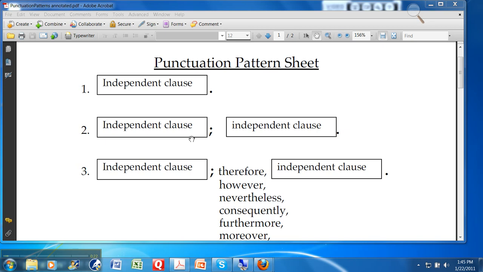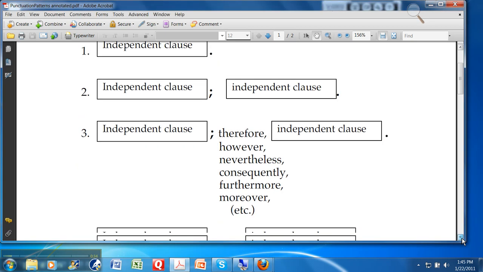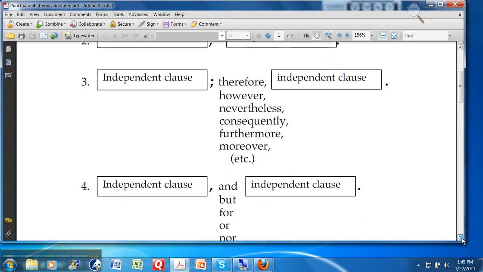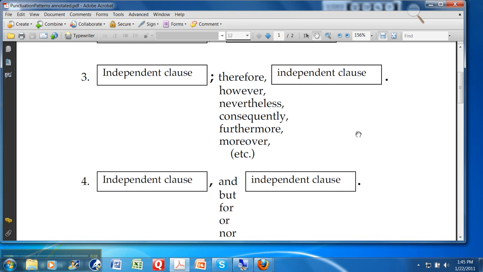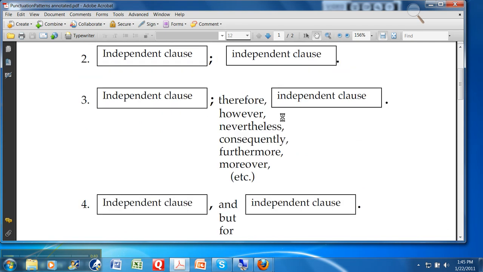Then the second one we have is two independent clauses together, or two phrases that can stand alone, and we join those with a semicolon. We end the sentence with a period. We have a special construction with the semicolon that has two independent phrases.